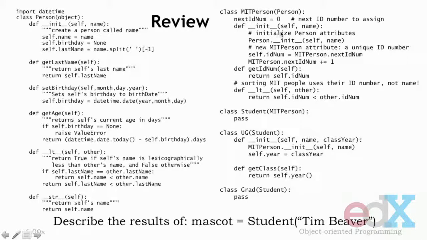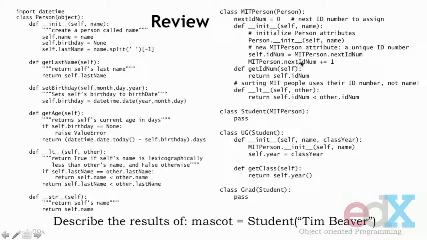The first argument for any method is the object that's being manipulated, in this case the newly created object of type student, and the second argument is the string Tim Beaver. So the first thing the MIT person init method does is call the init method of its superclass person, and it passes along the object that we're trying to initialize and of course the argument Tim Beaver. The init method for person adds 3 new instance variables: name, birthday, and last name. And when it returns, the MIT person's init method defines an additional instance variable called IDnum.